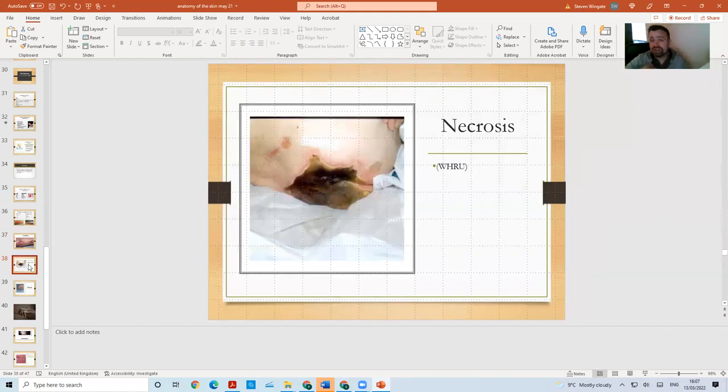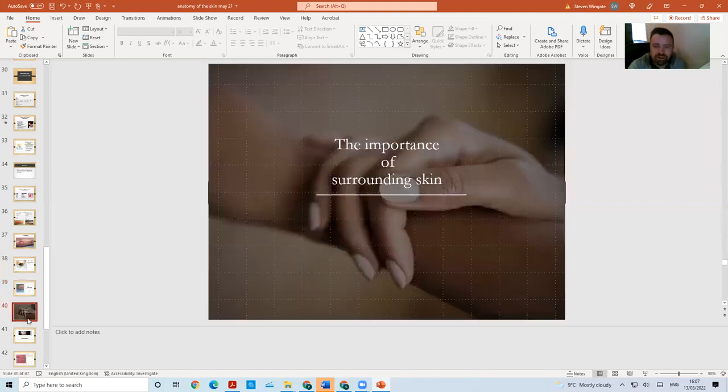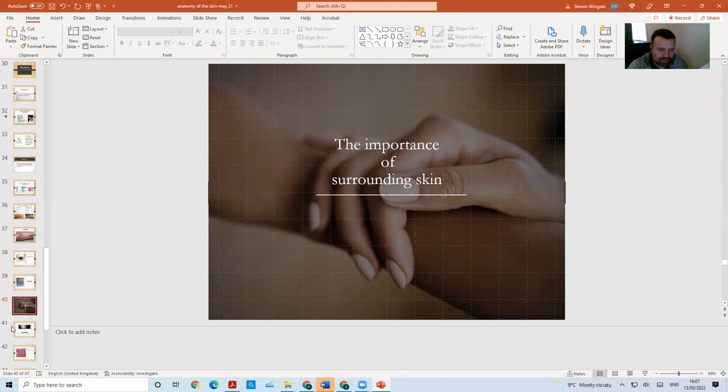If it goes necrotic, so black, that is obviously a terrible sign. It means the tissue's dying, and if you see that, obviously you need to get immediate medical attention. And slough is, again, another part of that healing tissue. It's going pink, and you've got that yellow healing phase on the top. So the importance of the surrounding skin.